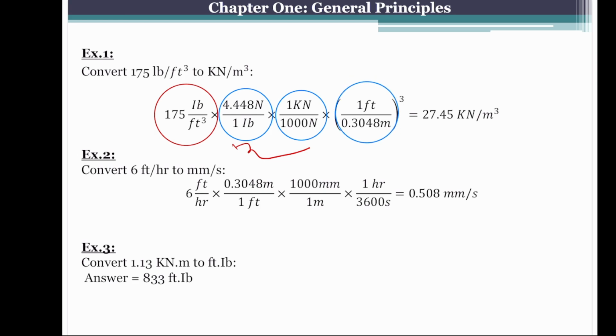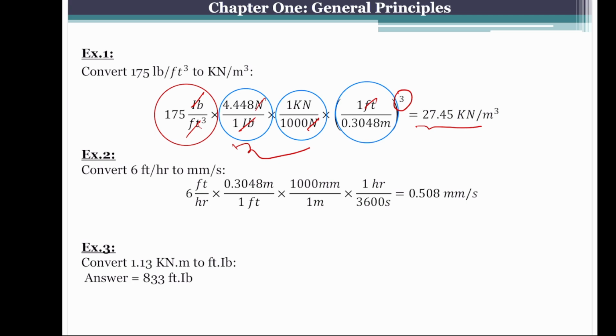We know that one pound is equal to 4.448 newtons. This is how you come up with this number. And since you want to get rid of the pound, this 1 pound has to be in the denominator, and then you cancel it out. Here you want to cancel the newton out. Here you want to cancel the foot out, but don't forget that this is cubed. When you have this complete and ready, you will get this number, which is the answer.